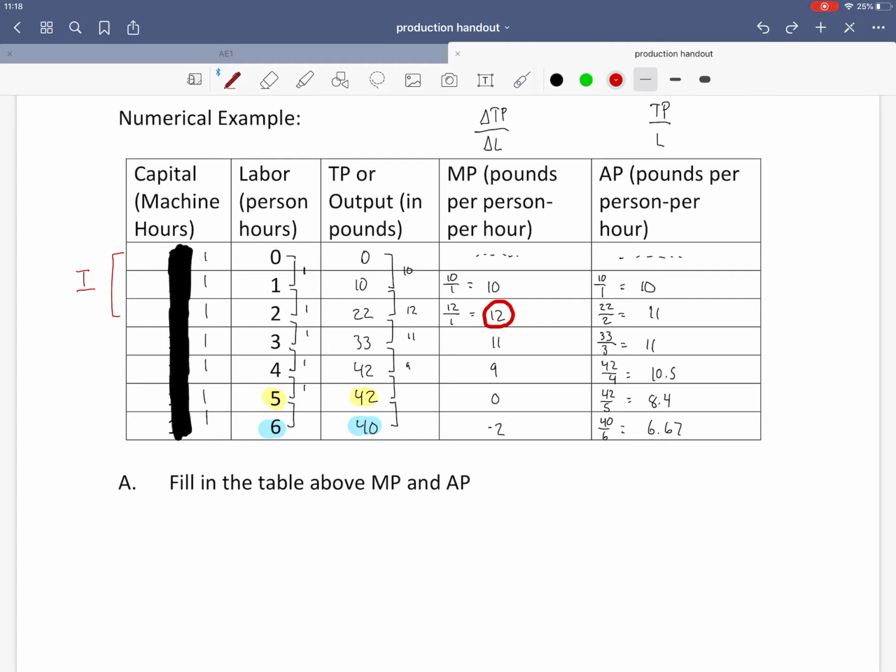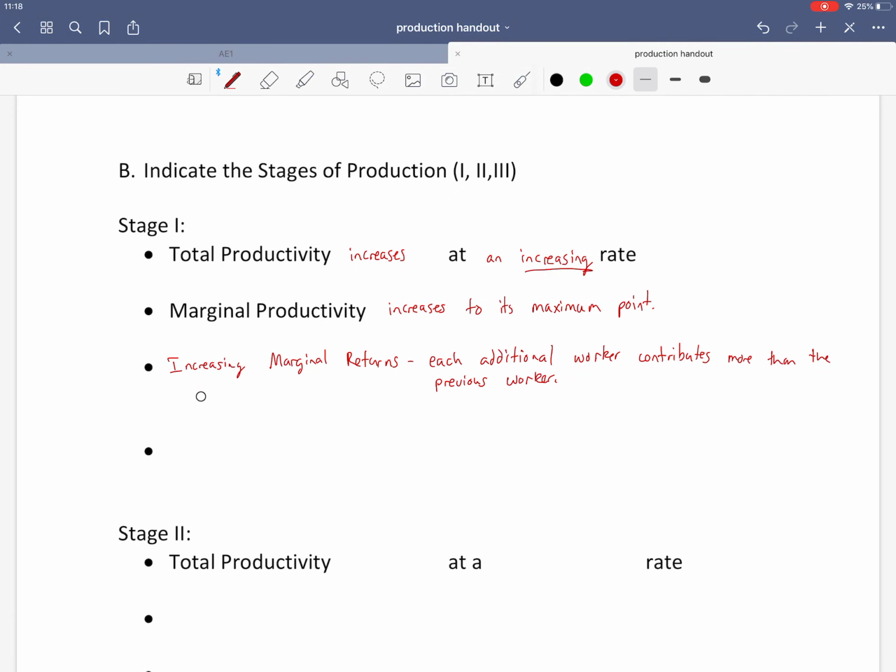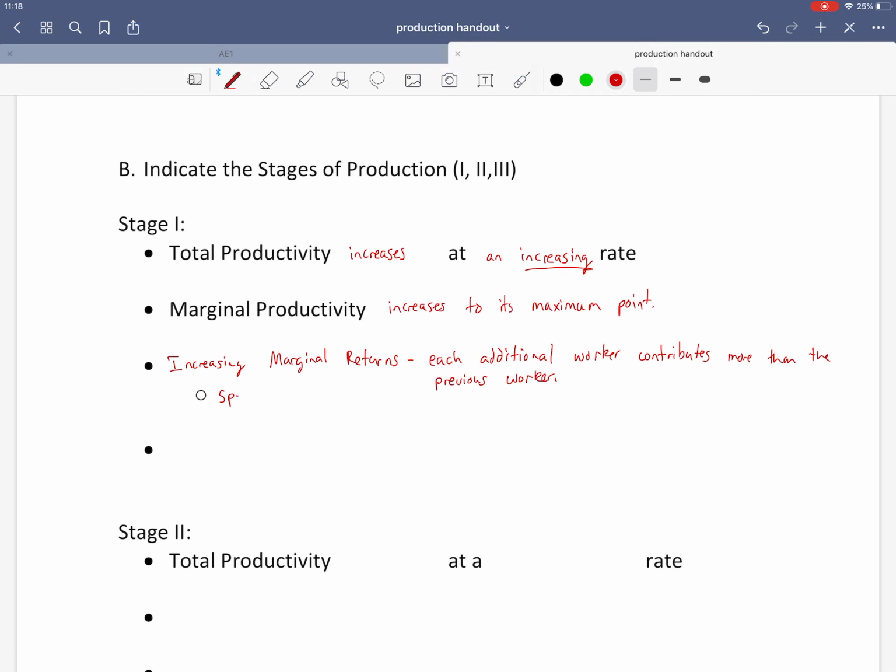But as I hire another worker, so maybe as I hire this second worker here, we see that my total productivity goes up. So they're contributing more than what I was able to do on my own. And the reason why they're able to contribute more, or that our total productivity goes up altogether, is because we can specialize or divide up the tasks. So whenever we have increasing marginal returns, this is going to be due to specialization and division of labor.